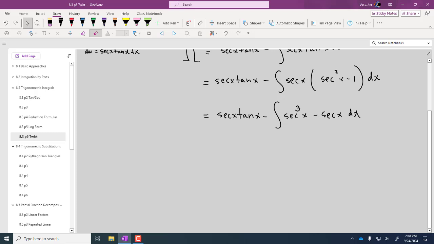So let's distribute that minus sign and blow apart and create two integrals. We'll distribute the integral symbol. So when we distribute that integral symbol, we'll have minus integral of secant cubed of x dx. Minus a minus is plus the integral of secant of x.